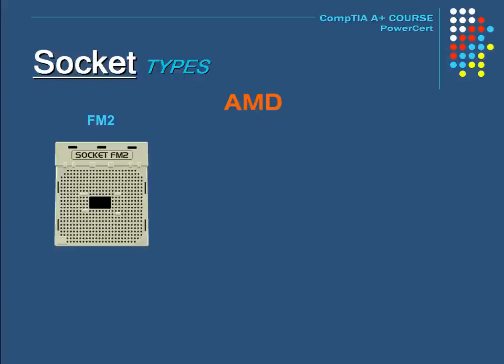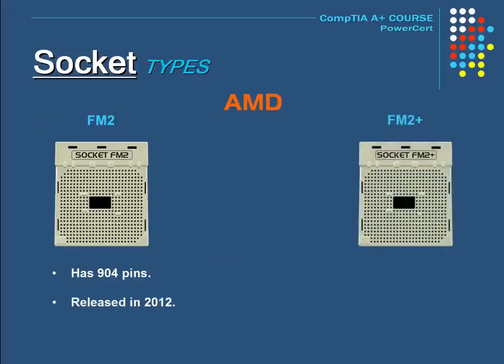And next is FM2, and this has 904 pins and was released in 2012. And then last is the FM2 Plus, and this was released in 2014, and this has 906 pins, and this was a new revision of the FM2 socket.